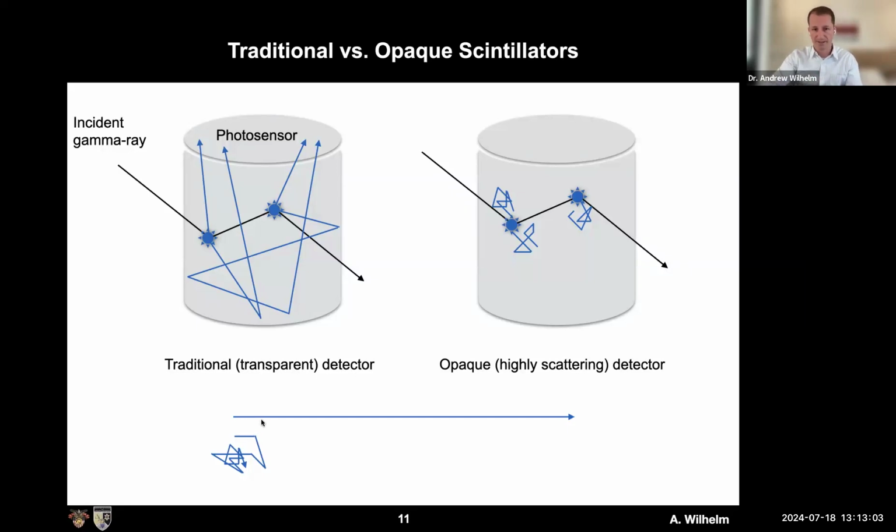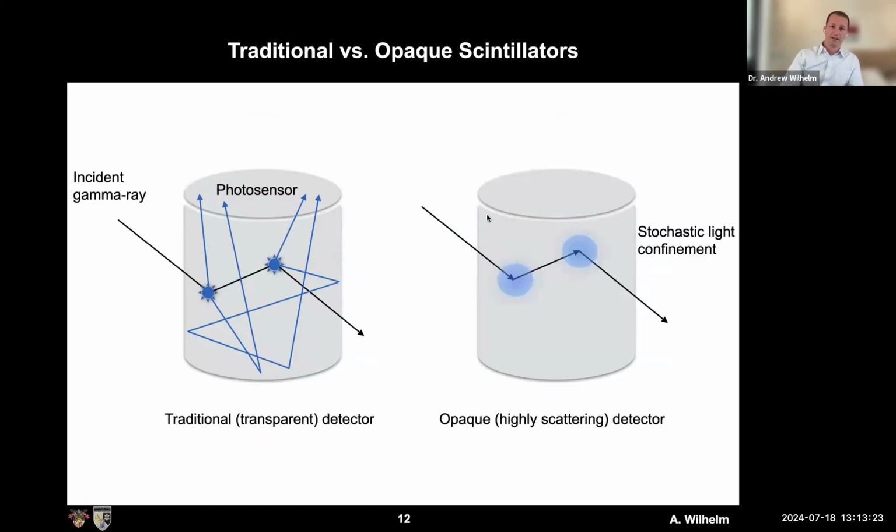Another way of thinking about it is both of these lines down here have the same total length, meaning the path length the photon travels is the same before it's absorbed. But clearly down here, because this path is folded up on itself due to repeated scattering, that photon can't make it very far away from where it originated. We call this effect stochastic light confinement. It achieves the same thing as a physically segmented detector, without the need to physically segment the detector.